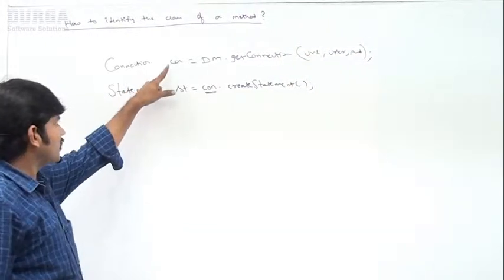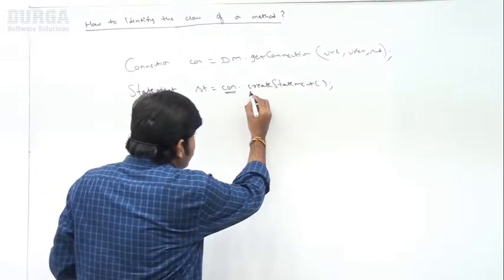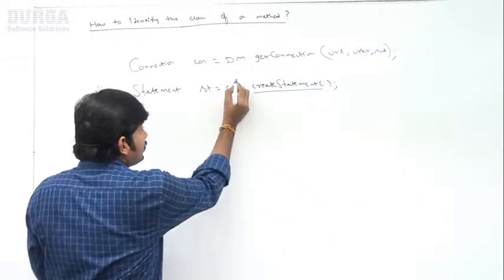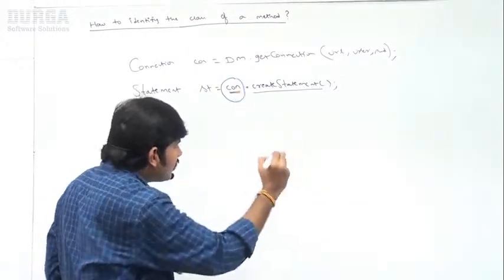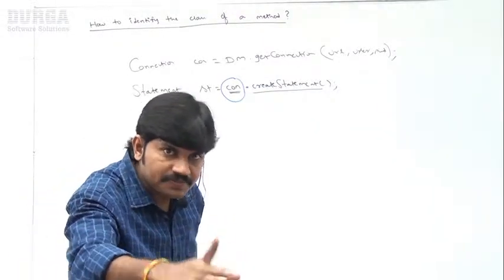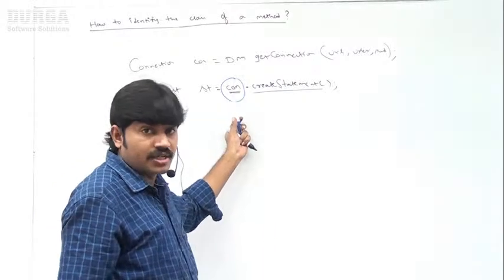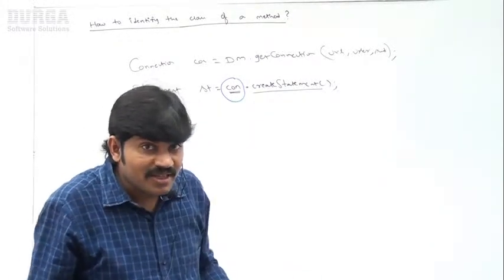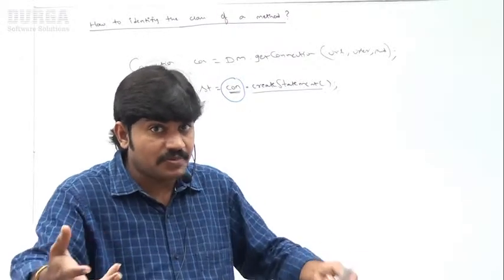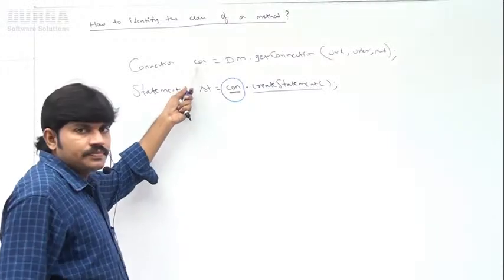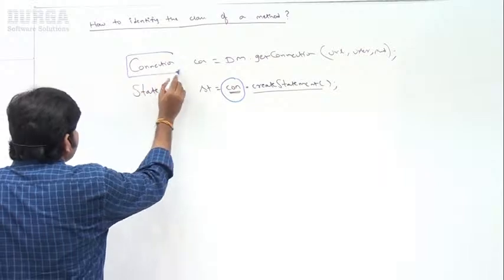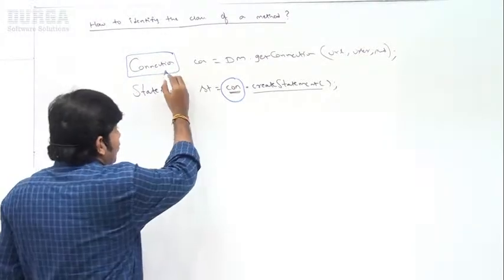Assume this is the connection con. You are calling the createStatement method on an object reference, con.createStatement. The createStatement method is an instance method, because you are calling it on the object reference. Now, the createStatement method is present inside which class? Where is this method coming from? Very simple. Con is what type? Connection type. That's why the Connection interface contains this method.